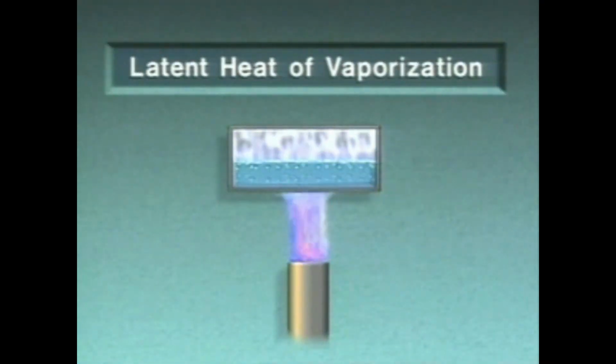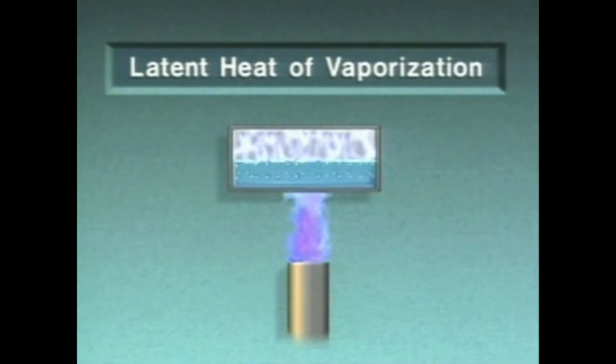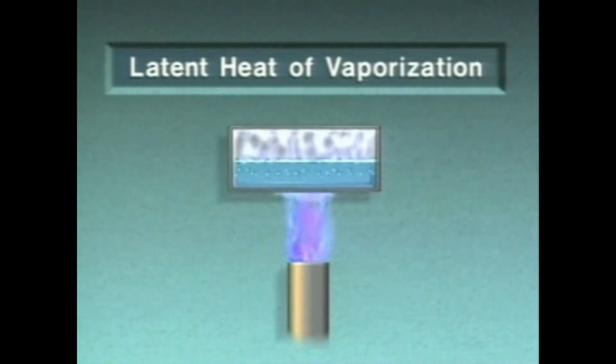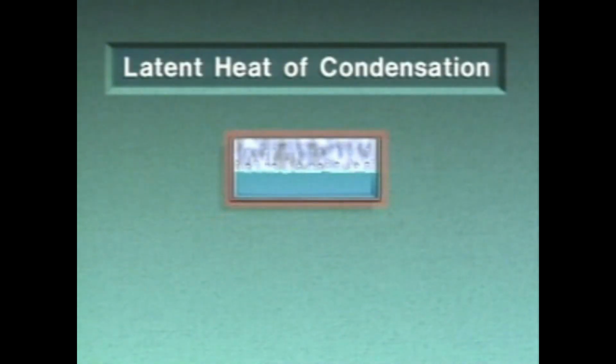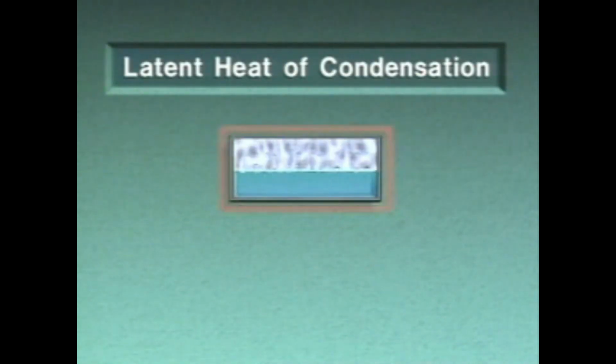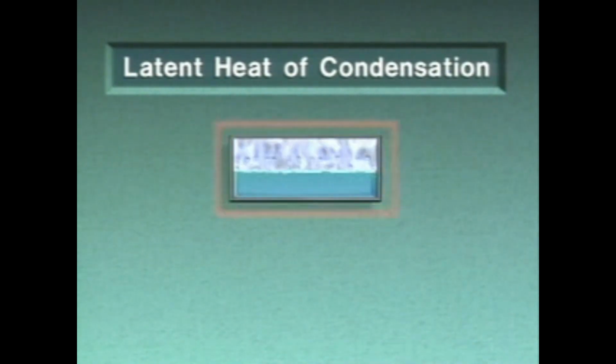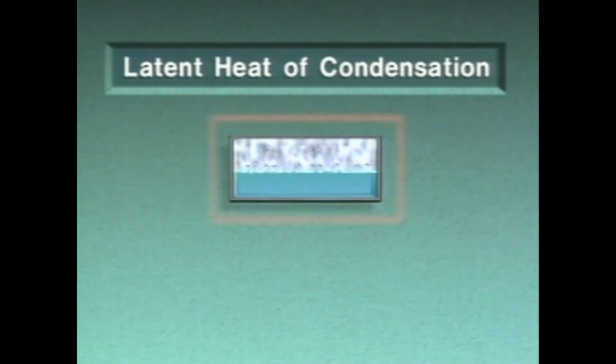The heat that's required to completely change a liquid to a vapor at a certain temperature and pressure is referred to as the latent heat of vaporization. The heat that must be removed or rejected to completely change a vapor to a liquid at a certain temperature and pressure is referred to as the latent heat of condensation.